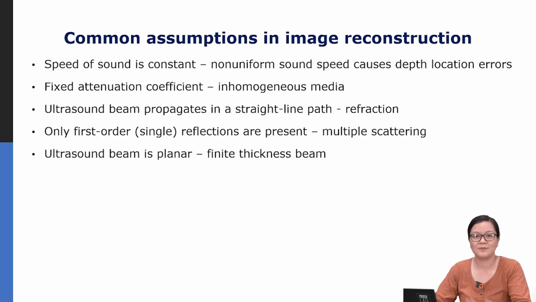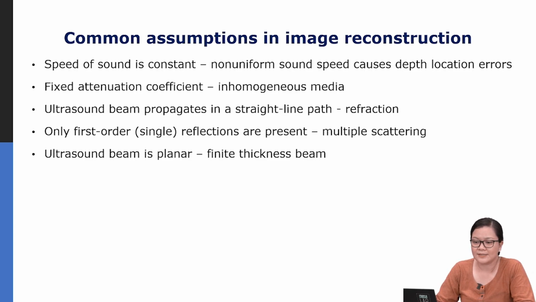Another assumption is that there is a fixed attenuation coefficient, but we know that tissues are not entirely homogeneous. They're inhomogeneous. Therefore, the attenuation through tissues can vary between different types. Another assumption is that the ultrasound beam propagates in a straight line path. But as we know, there are boundaries in the tissues that are not exactly perpendicular to the transducer, and therefore the sound can either refract or go in other directions that are not being seen by the transducer.